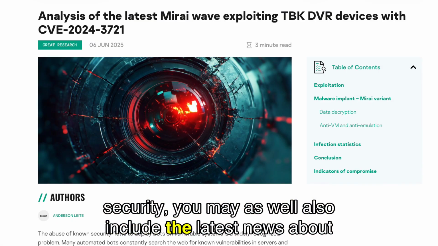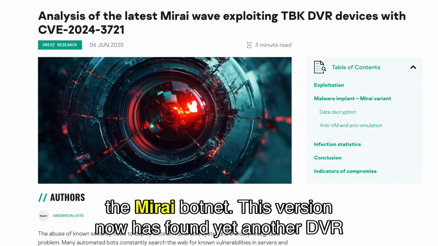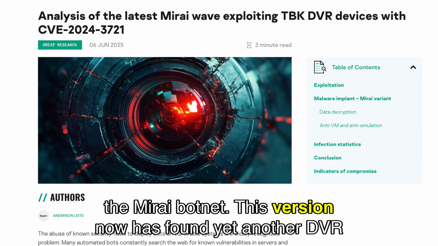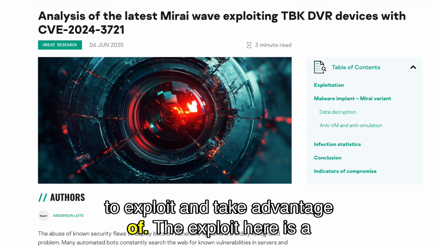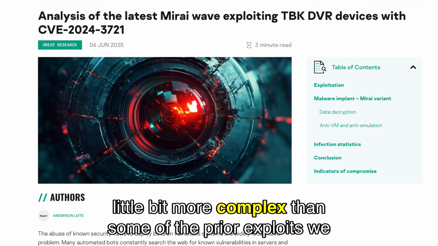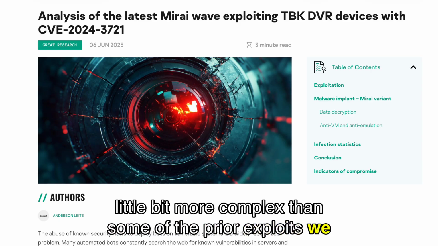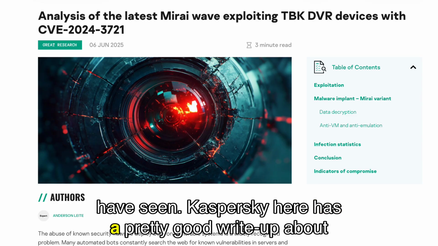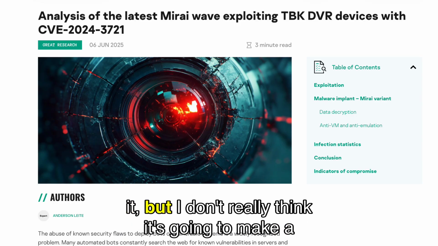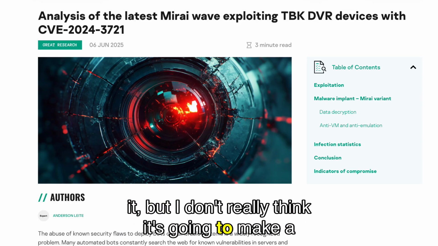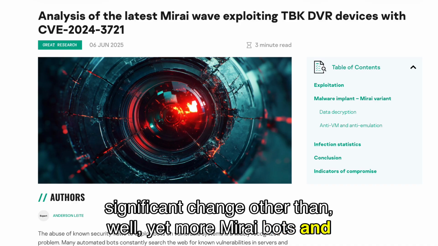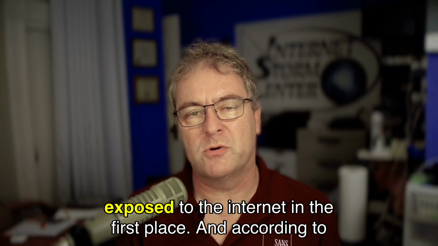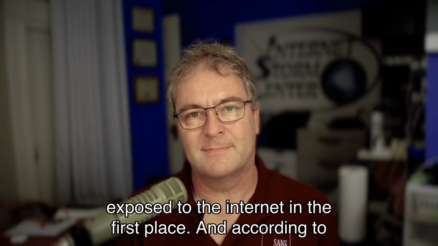Well, and I guess if I'm talking about sort of hopeless issues in information security, may as well also include the latest news about the Mirai botnet. This version now has found yet another DVR to exploit and take advantage of. The exploit here is a little bit more complex than some of the prior exploits we have seen. Kaspersky here has a pretty good write-up about it, but I don't really think it's going to make a significant change other than, well, yet more Mirai bots and yet more exploited DVRs that probably shouldn't have been exposed to the internet in the first place.